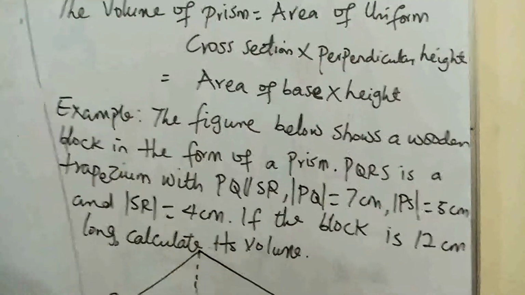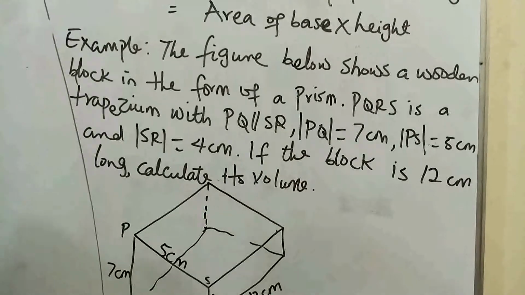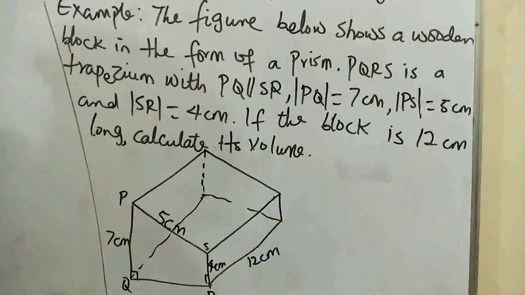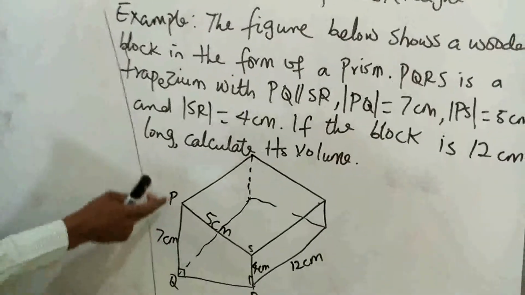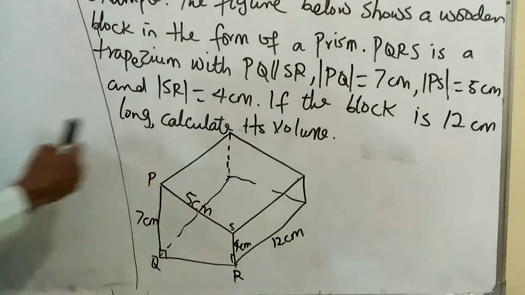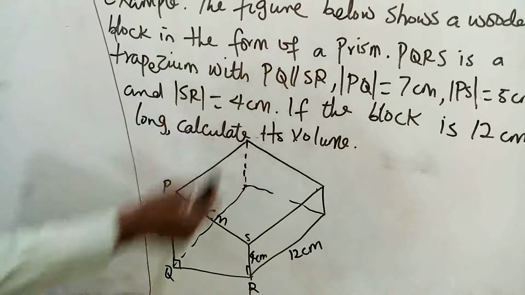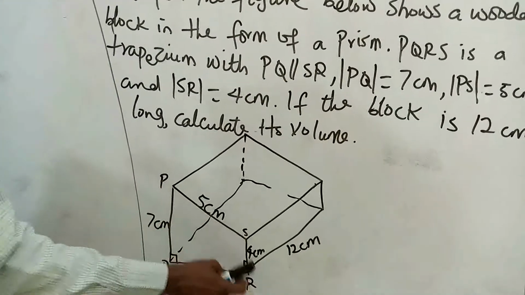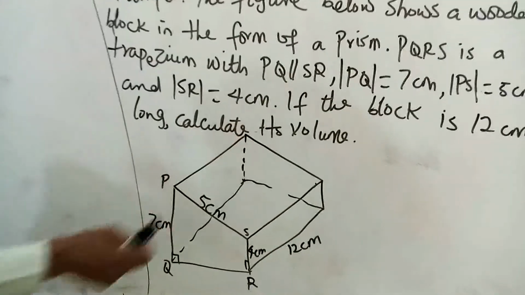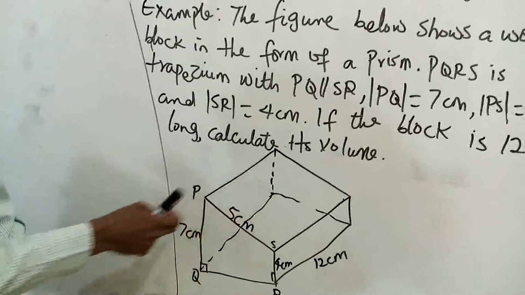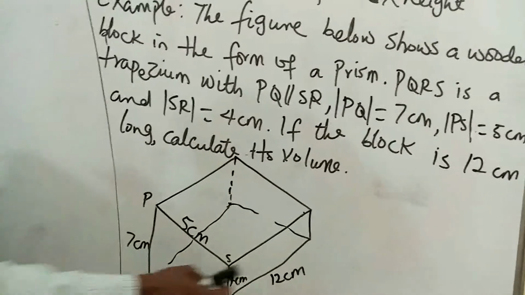Okay, let's look at this figure on the board. The figure below shows a wooden block in the form of a prism. Now we have a wooden block that is carved in the form of a prism. We say PQRS is a trapezium, and PQ is parallel to SR. These two lines are parallel to each other. PQ is 7 cm and PS is 5 cm. SR is 4 cm. Now the block is 12 cm long.